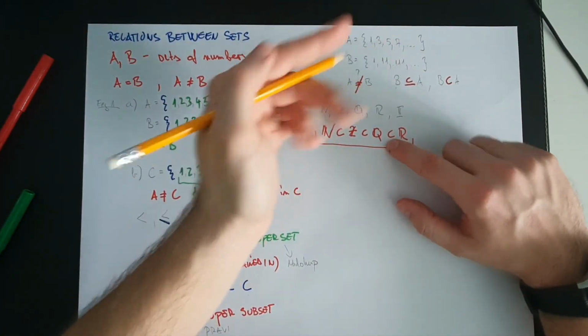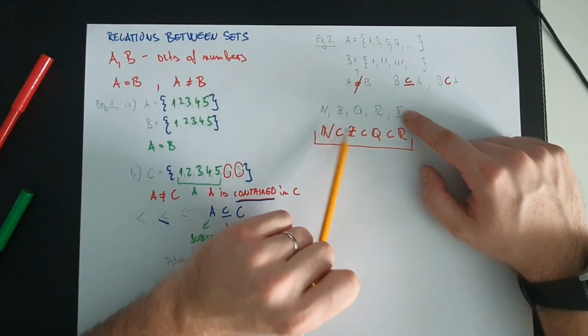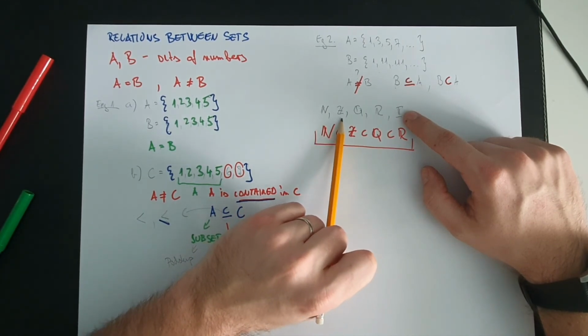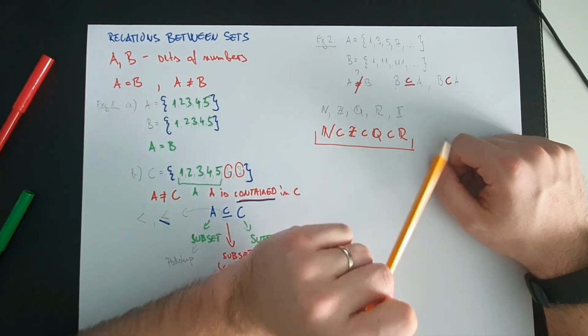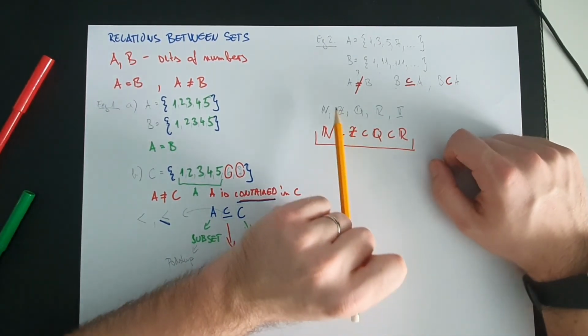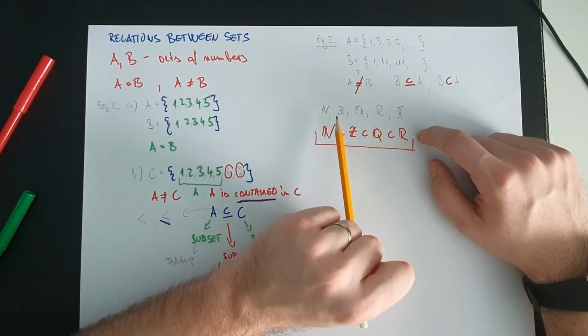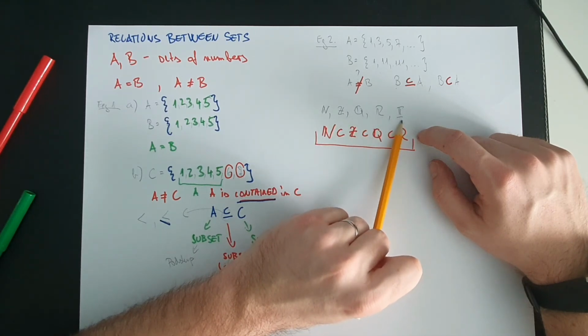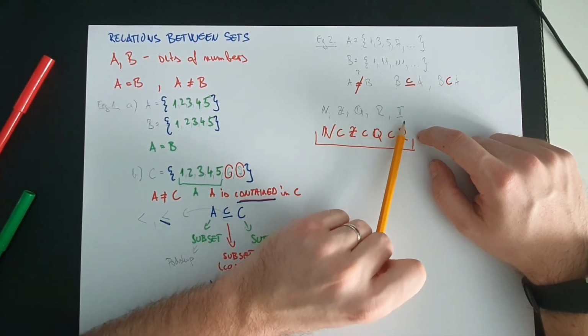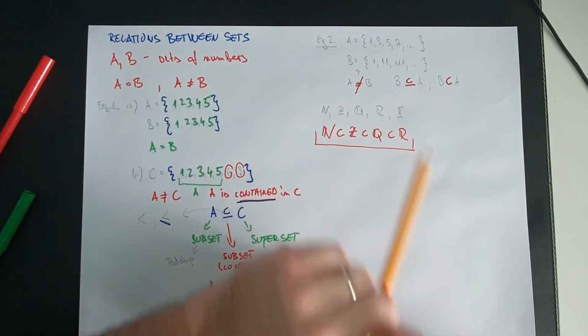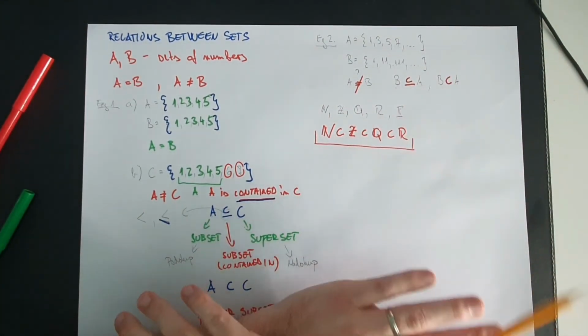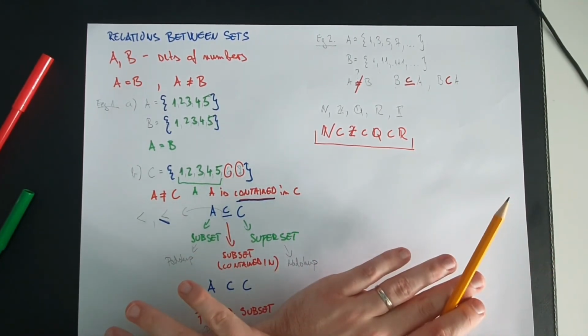In all of this case, what I can write down for the relation between N, Z, and Q with I is that they're not equal. But I also cannot write down that N is a subset of I, or Z is a subset of I, or Q is a subset of I, or the opposite, that I is a subset of Q or Z and N. So these are definitely separated. They have nothing in common.